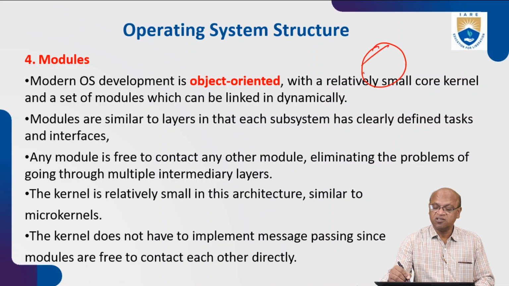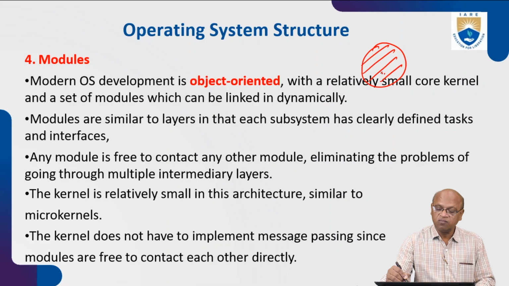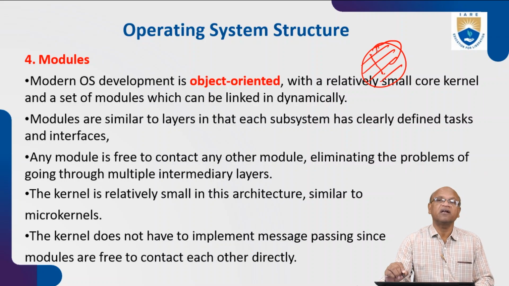Suppose this is one module and that is another module. It does not have to go through all the layers; it can directly contact that module. As I explained, this is your OS, and inside it all the software is there. We divide the software into modules. In the layered approach, going from top to bottom is possible, but bottom to top is difficult. That is a disadvantage of the layered structure.